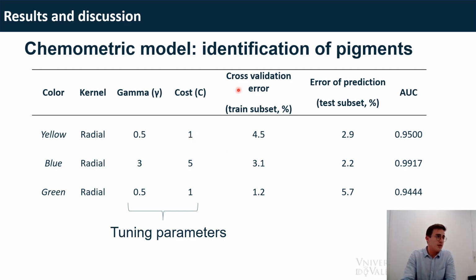Overall, the important part is that we obtained a cross-validation error using only the trained subset, the calibration subset, and the errors were below 4.5%. And if we used an error of prediction, that is, if we predicted a sample that was not originally included in the calibration of the model, the errors were 2.9, 2.2, and 5.7%. So this is actually really good.